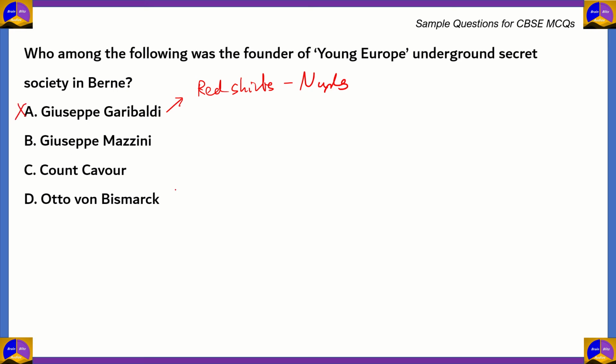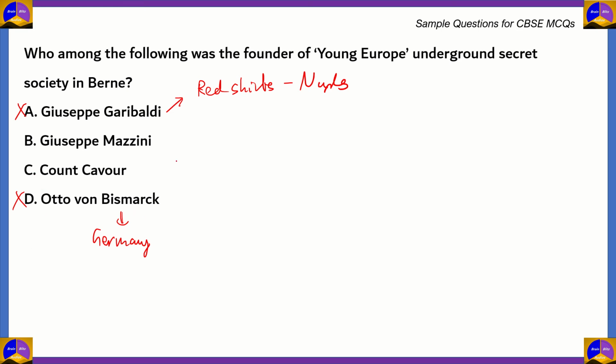What about option D, Otto von Bismarck? Well, Otto von Bismarck is regarded as the architect behind the unification of Germany. So therefore, option D is also incorrect. He did not found underground secret societies. He was the chief minister of Prussia.